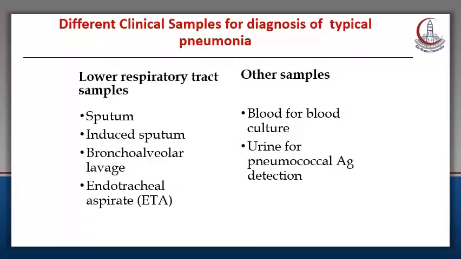After suspecting typical pneumonia, how can you proceed in diagnosis? If you remember the first step you do in real life, or if you are writing in your exam, in laboratory diagnosis for any infection, the first step is specimen collection. So in typical pneumonia, there are the lower respiratory tract samples and there are other samples. The lower respiratory tract samples we are collecting are sputum, bronchoalveolar lavage, and endotracheal aspirate. The other samples are blood for blood culturing, and urine for pneumococcal antigen detection, as we will discuss later.